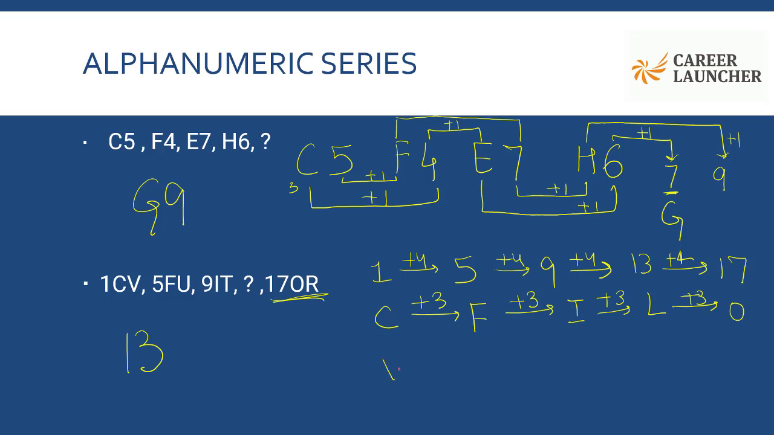As far as the last alphabet series is concerned, after V, we are getting U, then T, then one which has to be found out, and then R. So here we can see we are moving one place back. So after T, if I move one place back, I'll get S. So the missing term that I'm supposed to find out should be 13 LS. I hope it is clear to you now.